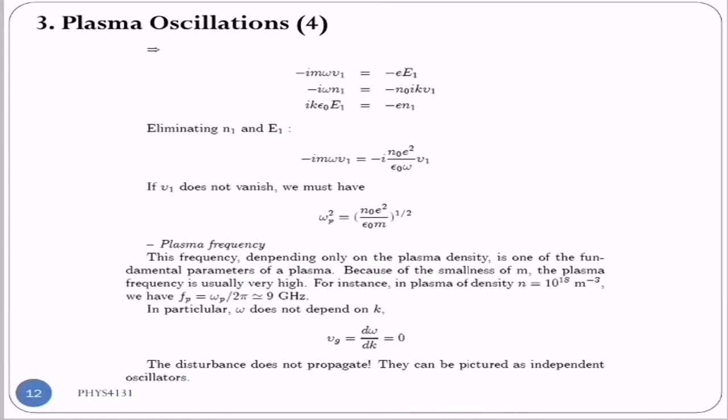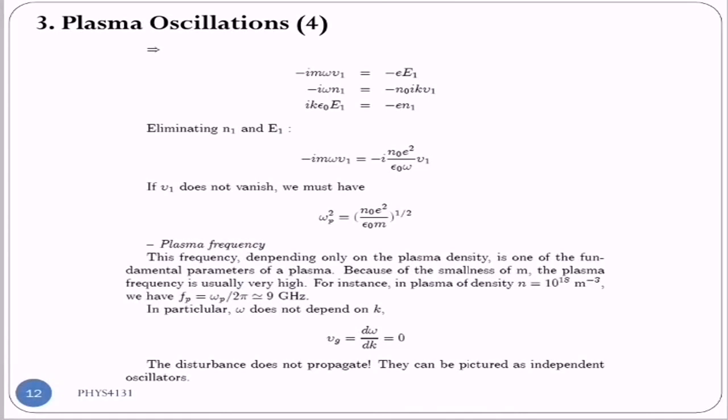This frequency or plasma frequency depends on the plasma density, which is one of the fundamental parameters of a plasma. Because of the smallness of mass, the plasma frequency is usually very high. For instance, in plasma of density n equal to 10 to power 18 m minus 3, we have f_p equal to omega p over 2 pi, approximately equal to 9 gigahertz.